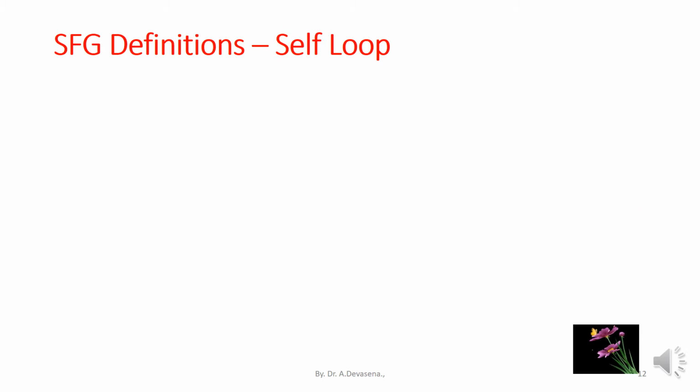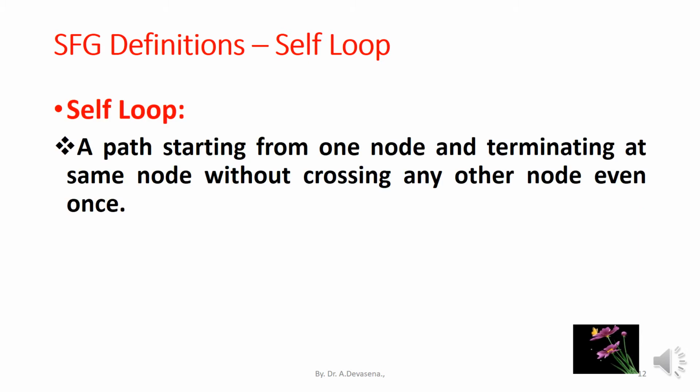Self-loop definition. A self-loop is a path starting from one node and terminating at the same node without crossing any other node even once. This is the representation of the self-loop. Here in this loop we have only one node. The loop originates at the same node and it also terminates at the same node. That is why it is called a self-loop.